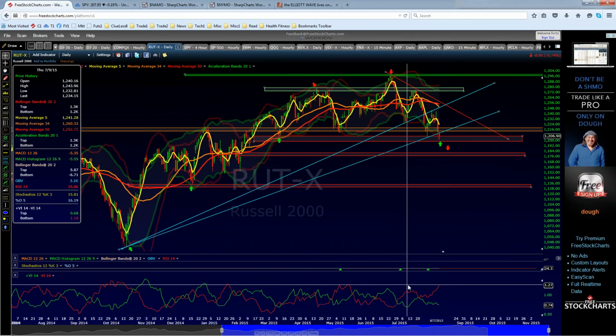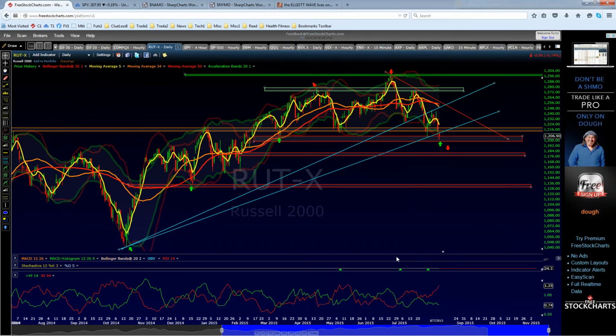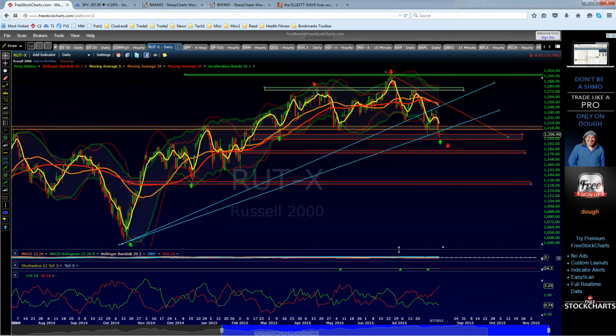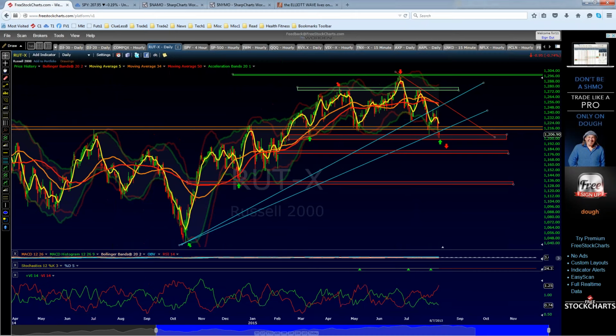Very oversold, thanks to oil, thanks to the battering of the, what do you call it, of the biotechs, so all that stuff. So anyway, so 1 o'clock.